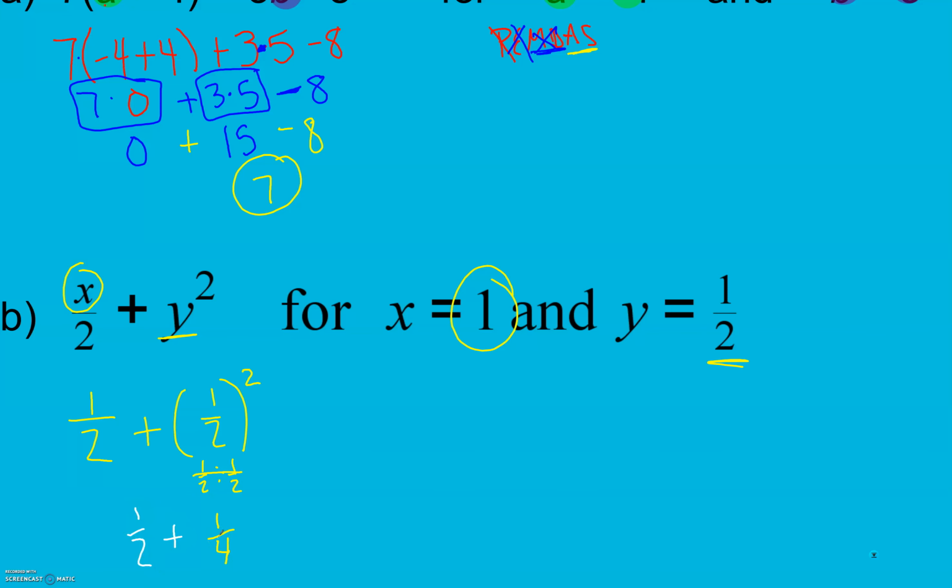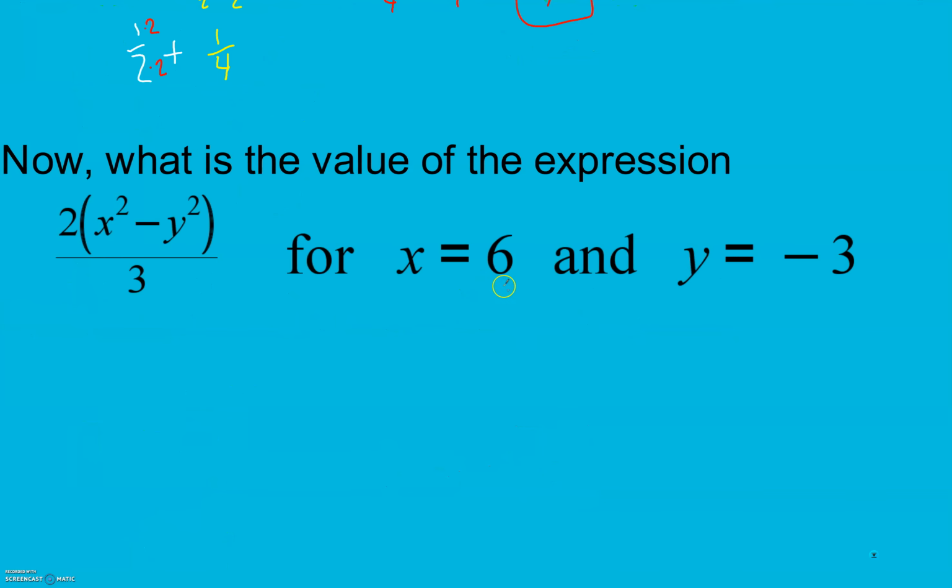Now we can go ahead and add. Again, with fractions, we need a common denominator, so I'm going to get them both to be 4. Since I multiplied my denominator by 2, I multiply my numerator by 2. I get 2/4 plus 1/4, which is 3/4. Free to pause here and give this a try.